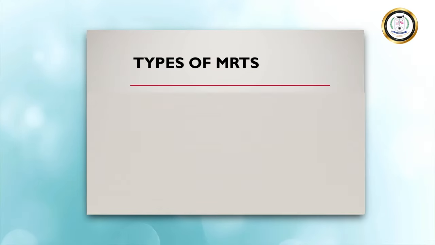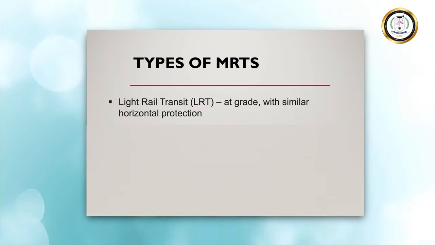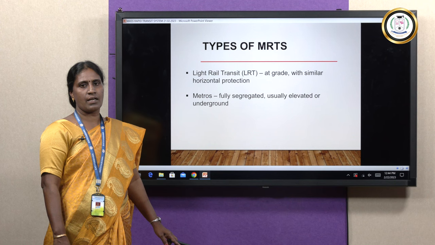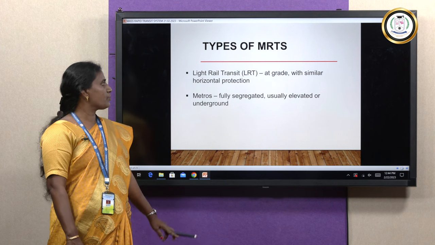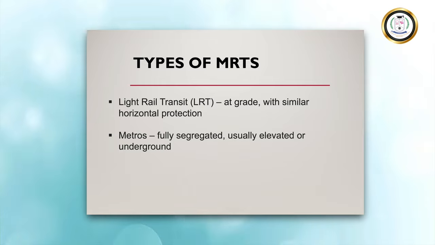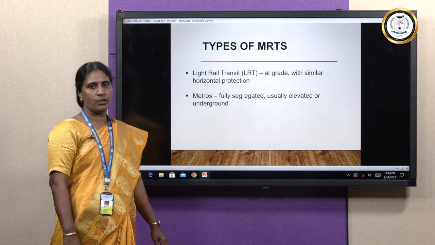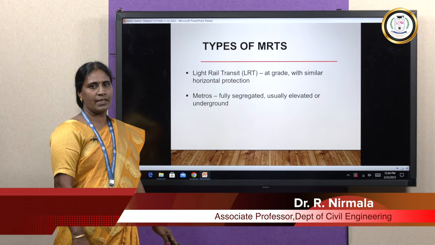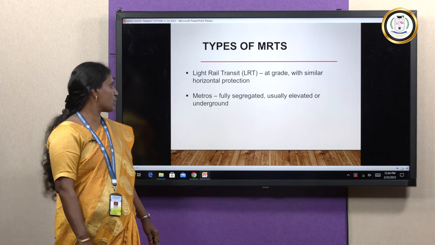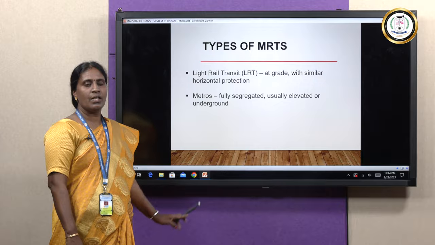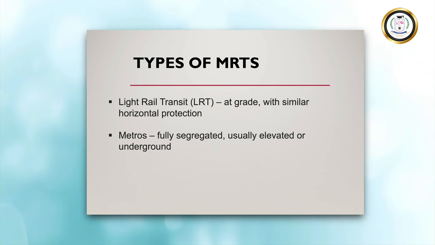And there are two categories in the MRTS. One is light rail transit and the second one is metros. Light rail transits are the intercity trains and other types of trains used for the movement of public transport services, which will be provided at the same level as the road level. Hence, it is called an at-grade level of transportation services with similar horizontal projection. The second one is metro. Metro is fully segregated, usually elevated or underground.